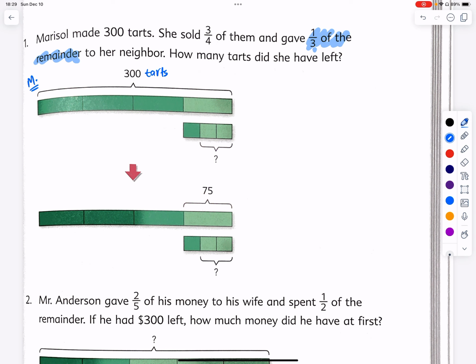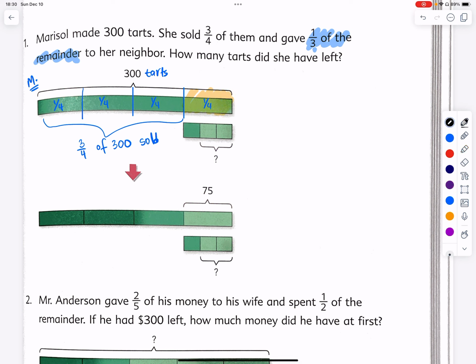She sold 3/4. Well, let's go. 1/4, 2/4, 3/4. So we have 4/4: 1/4, 1/4, 1/4, 1/4. And what happened? 3/4 of 300 were sold, right? Then what happened? 1/4 was left. And what happened to that 1/4? We know 1/4 is the remainder. This is the remainder.